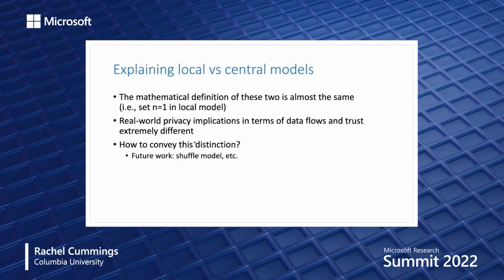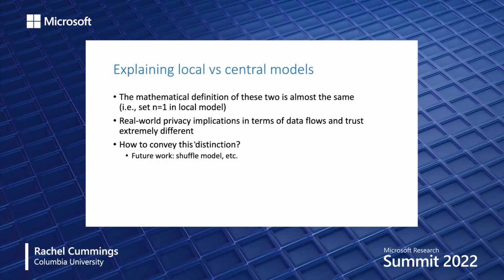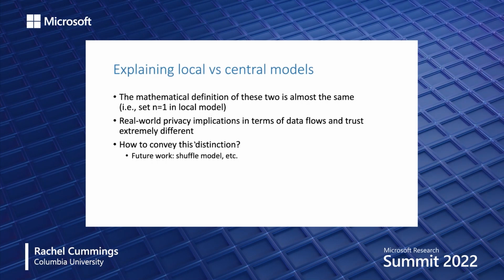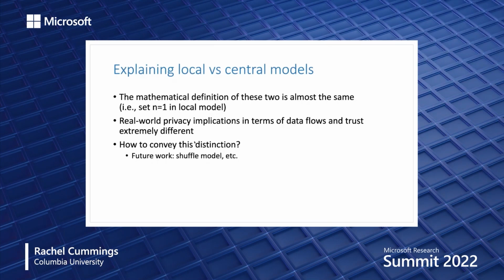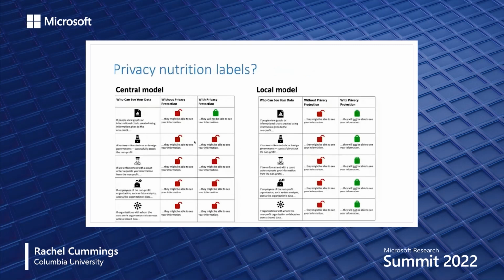In particular, how do we explain differences between the local versus central model? We saw that we have, in fact, very different implications of privacy in terms of trust and flow models, but if you write them down in math, they're the same. And so we really have to be a little bit more precise about this. One possible option is to think about privacy nutrition labels.